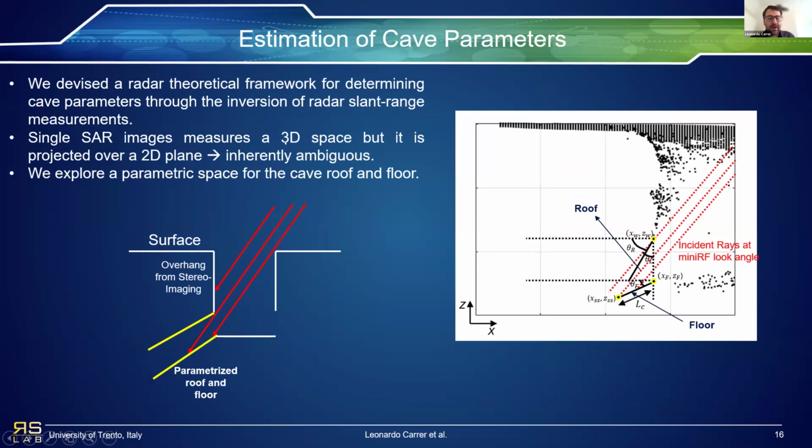So how could we estimate the cave parameters from the image? Well, first, as I said, we had a radar theoretical framework for determining the cave parameters. And so we could invert to understand these yellow parts here that we model. But unfortunately, we had a problem because SAR images measure a 3D space, but it's projected over a 2D plane. So it's inherently ambiguous. And so we had to explore a parametric space for understanding the slope of this cave roof and floor model. And here you can see a geometric scheme aligning the surface, the model we had, and the part of the conduit we would like to determine.